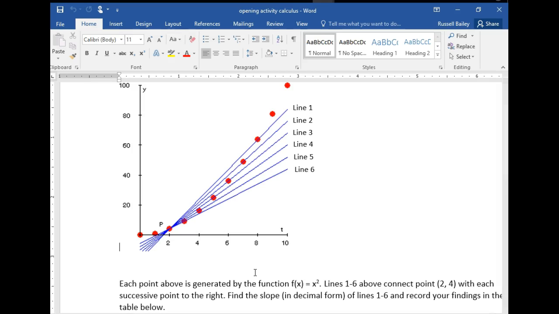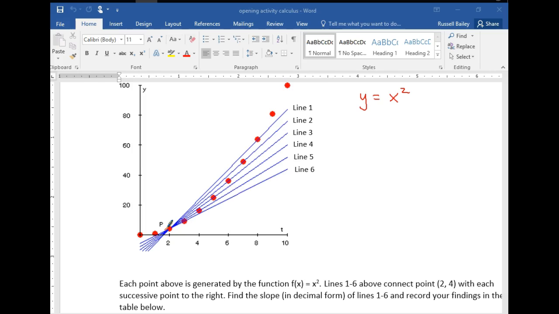So it says each point, each of these dots, is generated by the function f of x equals x squared. So I'm going to put y equals x squared just because that's a little bit prettier to look at. Lines 1 through 6, that's these blue lines, connect this point here, which is (2, 4), to other points. Line 1 connects this point to (2, 4), line 2 connects this point to (2, 4), line 3, and so on. What we want to do is find the slope of all 6 of those lines.